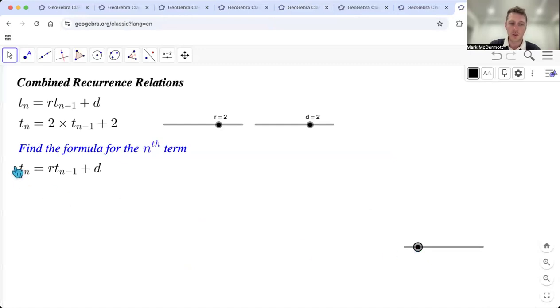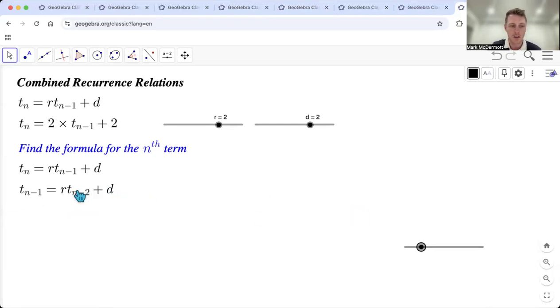So again, here is our recursion relation. If we were to consider the previous term, we know the recursion relation says to get the next term, multiply the previous term by R and add D. So T sub n minus 1 would be equal to R multiplied by T sub n minus 2 plus D, because the previous term to T sub n minus 1 is T sub n minus 2. So that's a key fact we're going to need.